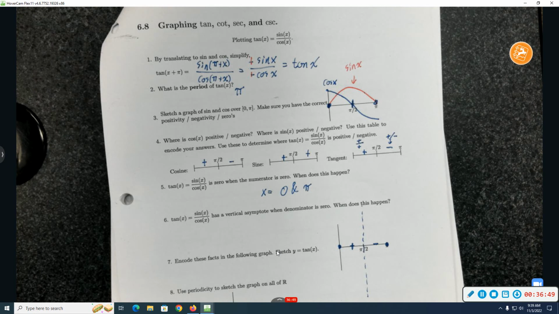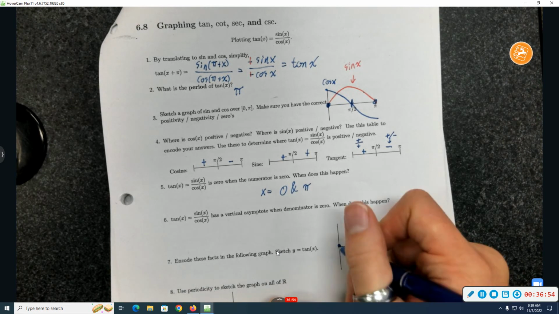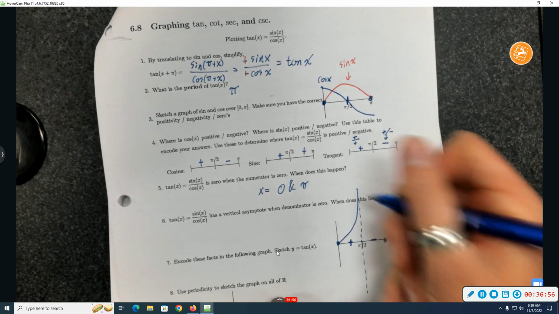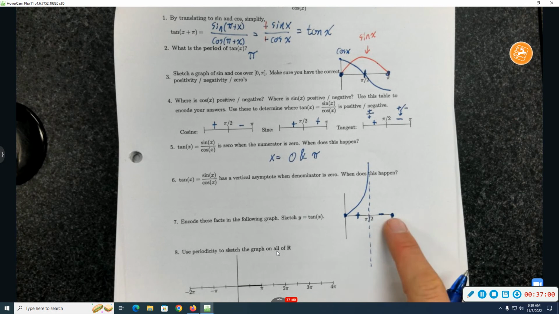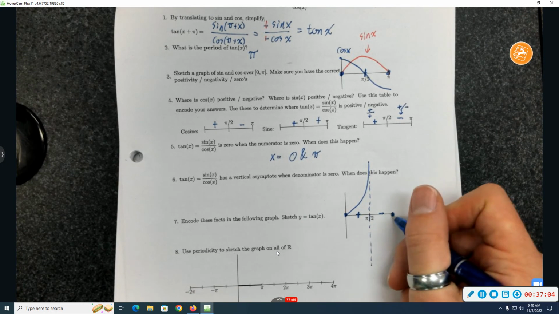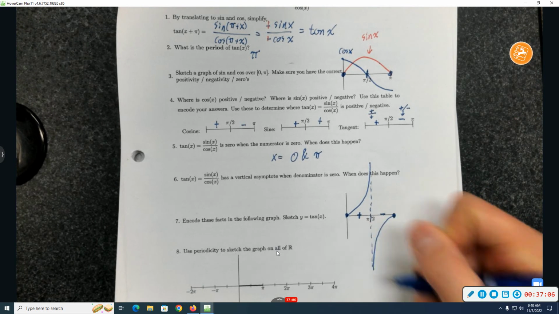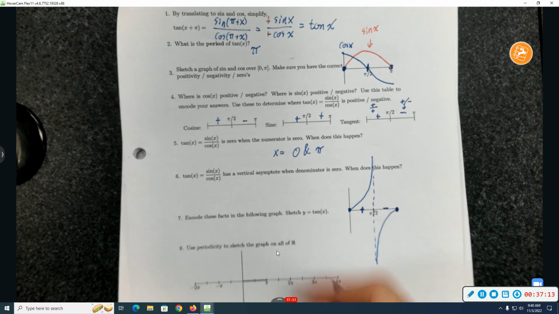So I need to go from this x-intercept to that vertical asymptote. It has to be positive. So I guess it better do that. Next, it needs to go from this x-intercept to that vertical asymptote, but it has to be negative. That look like a reasonably good picture? So I'll copy that down here from 0 to pi.